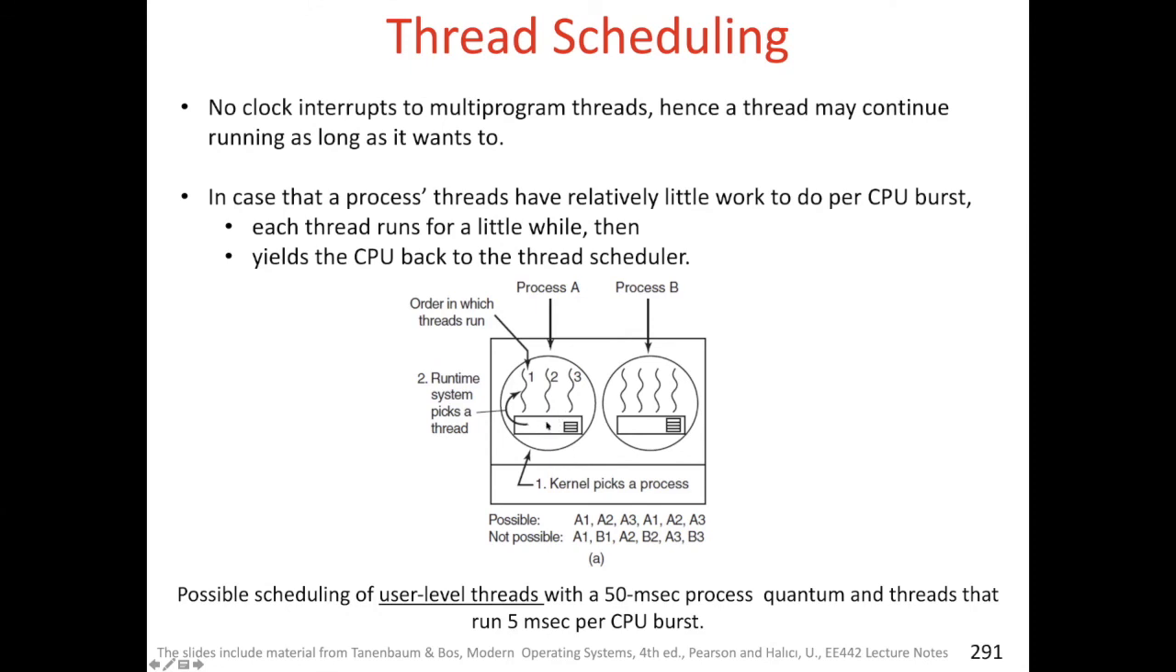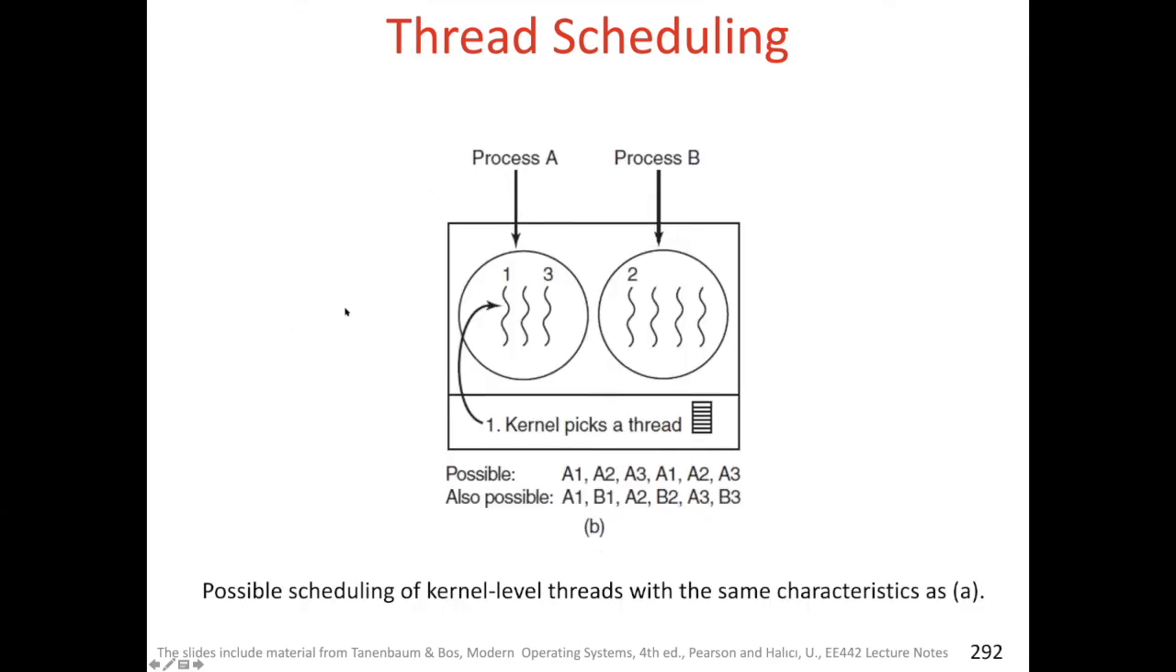This is scheduled by the process A scheduler. And then, because the time quantum has not expired, again A1, A2, A3. This is repeated until the time quantum for process A expires. Notice that because the time quantum has not expired, it is not possible to organize the scheduling of the threads as follows: A1, then process B, B1, then comes A2, B2, etc. However, if we have kernel-level scheduling of the threads, in that case the kernel picks a thread from the processes, and then it is possible to have A1, A2, A3, A1, A2, A3, or A1, B1, A2, B2, A3, B3, etc.